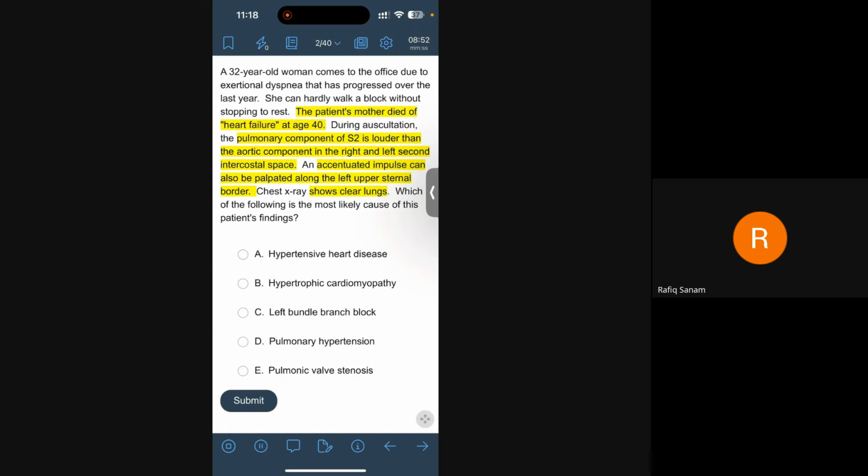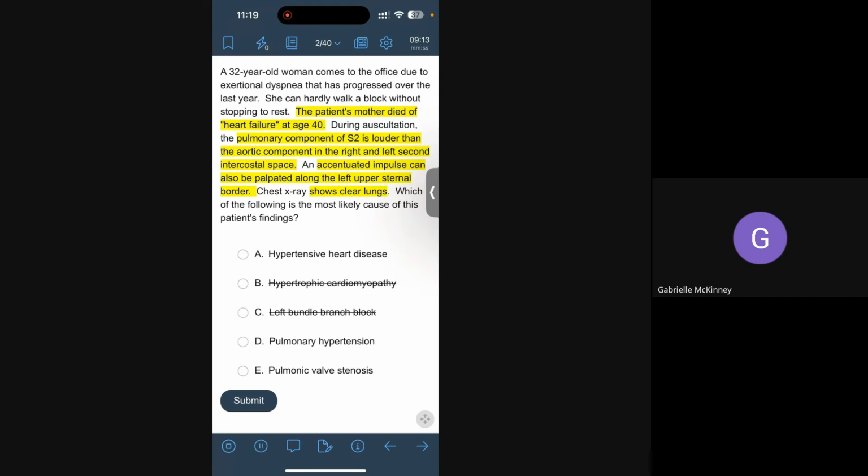Hypertrophic cardiomyopathy patients do die due to heart failure at an early age, but the other signs and symptoms cannot be explained by option B. Can left bundle branch block explain this? No.